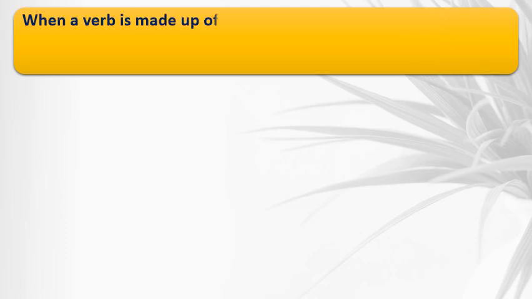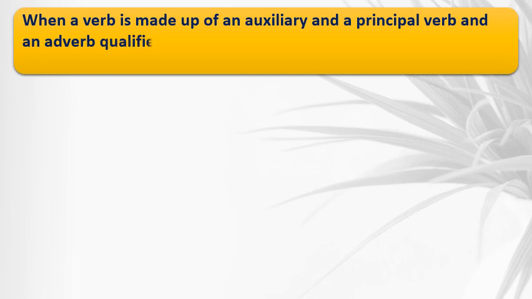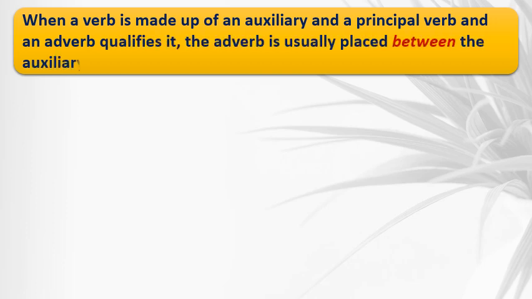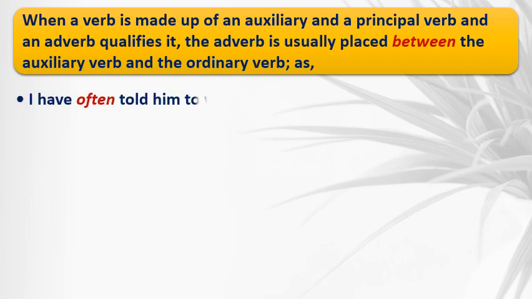When a verb is made up of an auxiliary verb and a principal verb and an adverb qualifies it, the adverb is usually placed between the auxiliary verb and the ordinary verb. Means when a verb is made of an auxiliary verb and a principal verb, at that time the adverb is placed in between the auxiliary verb and the ordinary verb. To clarify it, let's see some examples.